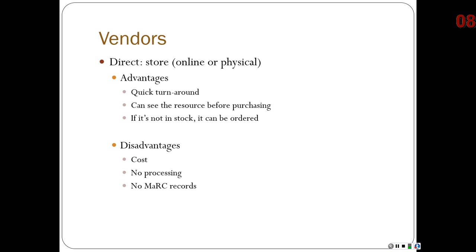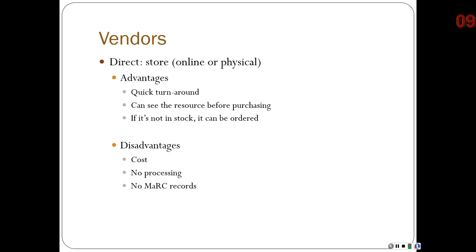Additionally, there are various types of vendors. A vendor can be a jobber, a store, or a publisher. Each has their own advantages and disadvantages when ordering from them. Stores are a type of vendor. Stores can be either brick and mortar or online, such as Amazon and Barnes & Noble.